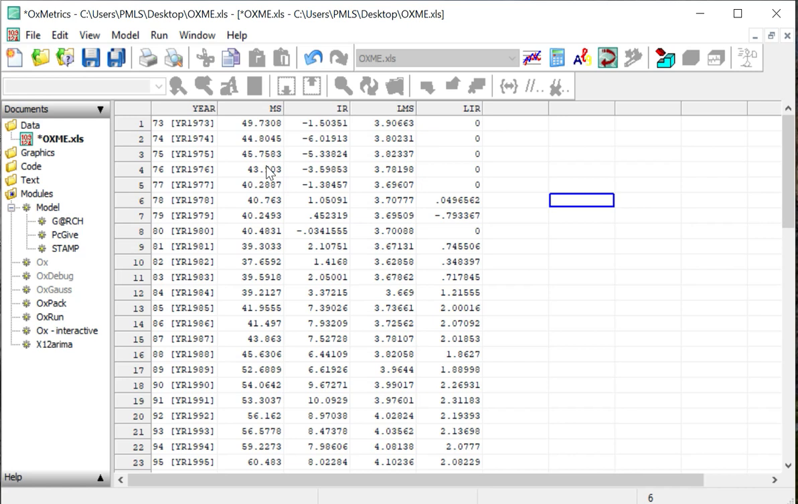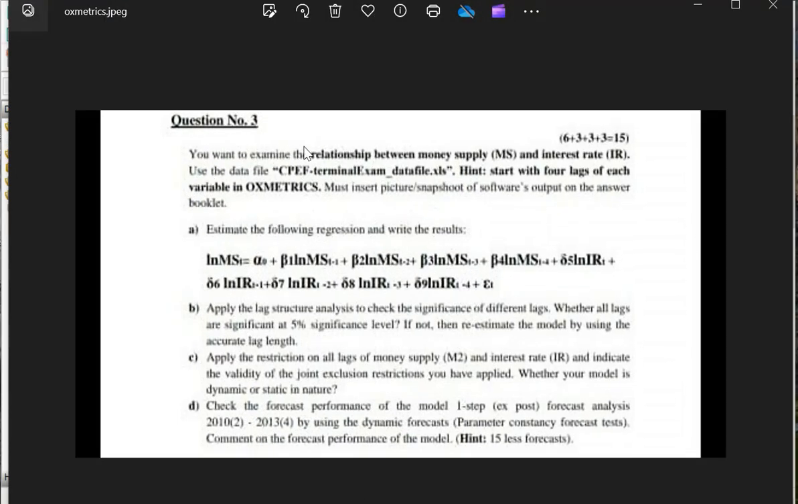So in this video lecture, I will show you further functions using one question. Let me open the question. You want to examine the relationship between money supply and interest rate. Start with 4 lags of each variable in OxMetrics. And in part A they are asking you to estimate the following regression and write the results.